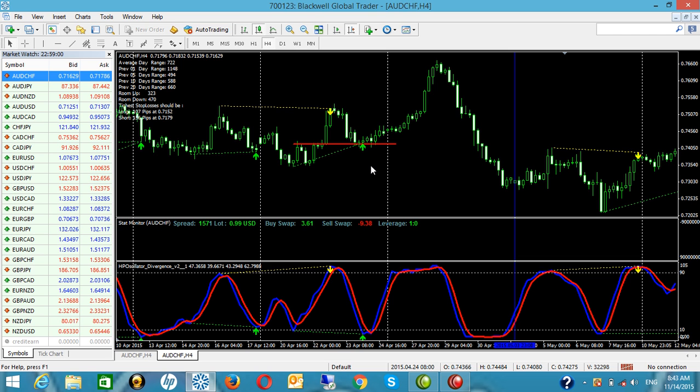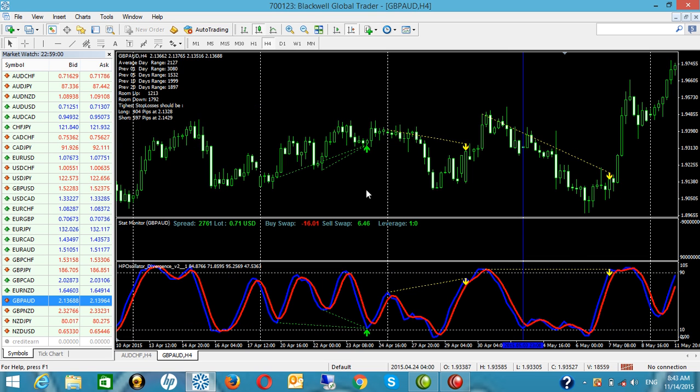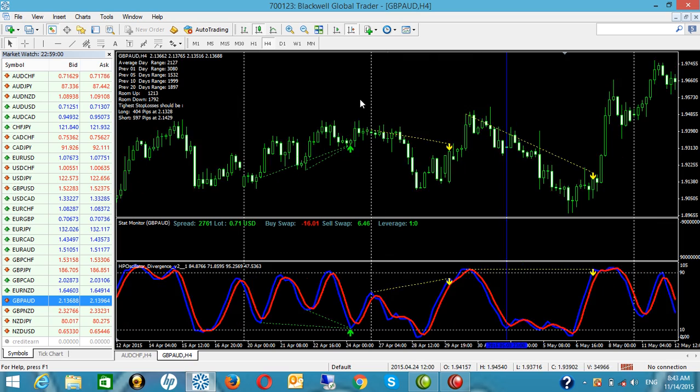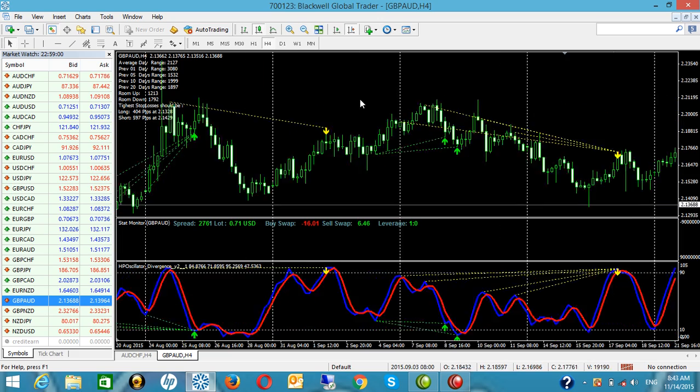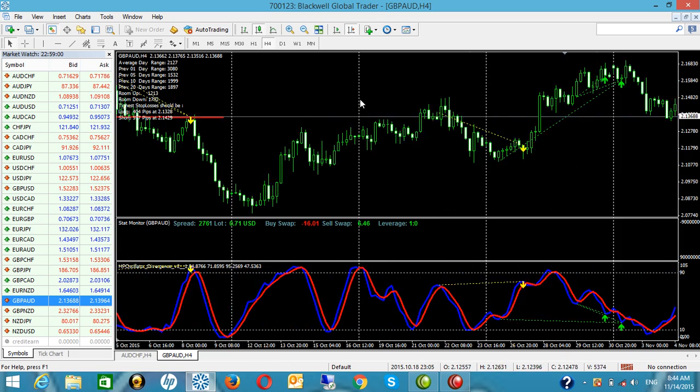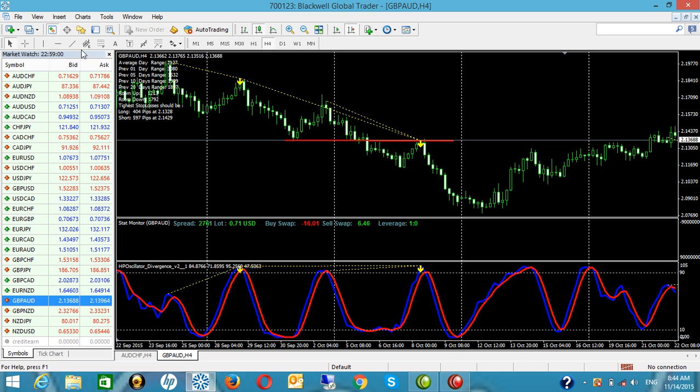Let's look for a sell example. We're going to GBPAUD. The sell example: first of all, there has to be hidden divergence. Price is making a lower high and the oscillator is making a higher high. Now you can see clearly that the HP oscillator for hidden divergence has clearly drawn hidden divergence.